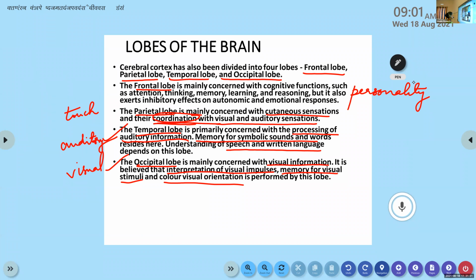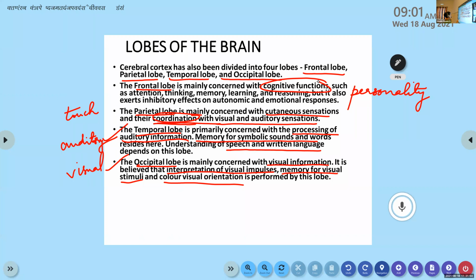Okay, so there are 4 lobes of the cerebral cortex or the cerebrum. That is the frontal lobe, parietal lobe, temporal lobe, and occipital lobe. The main functions of them: the frontal lobe is concerned with all the major cognitive functions, attention, thinking, memory, learning, reasoning, everything, personality, all those things.